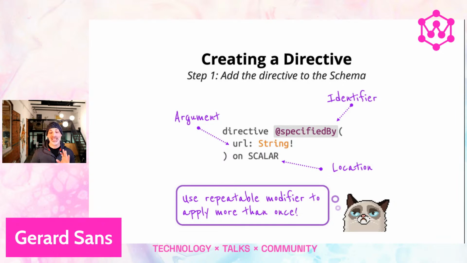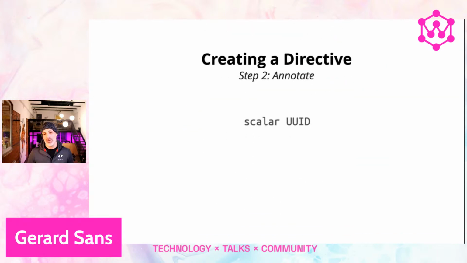Oh, no. We can also do another thing. I don't want to forget about it. We can also use repeatable. So if we add repeatable at the end of the definition, that means that we can use the same directive more than one time. All right. So we already created the definition. Now we can use it.